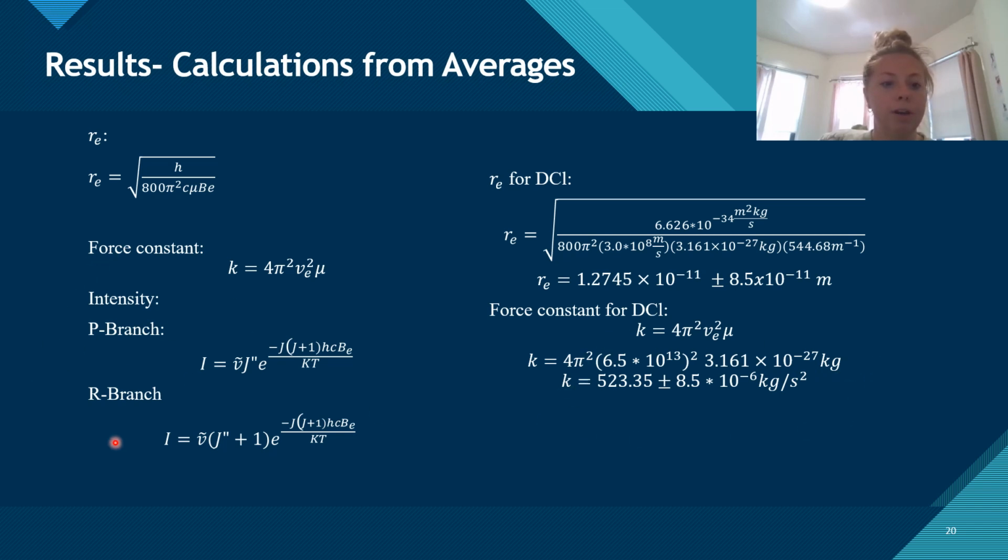And then I just wanted to point out these intensity equations. So the intensity can also be modeled using Boltzmann distribution, which would give theoretical values, but both Boltzmann's distribution and these equations explain the curvature of the P and R branches. So the curvature comes from the combination of this degeneracy term and also this exponential term. So that is present in our experimental data and our theoretical data.